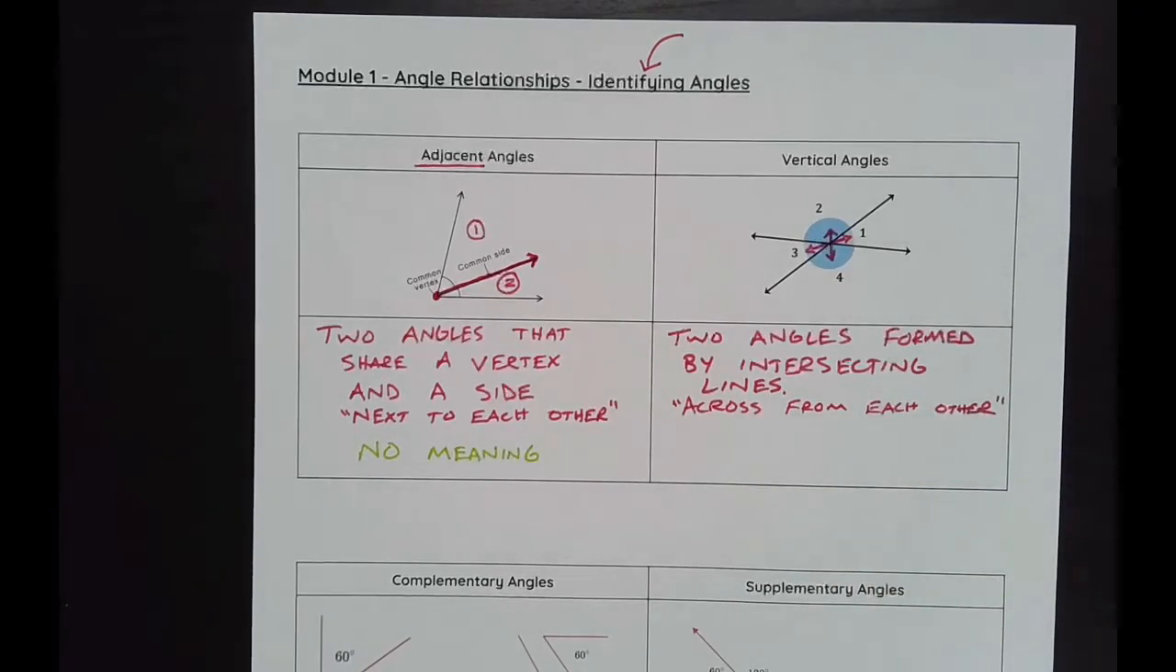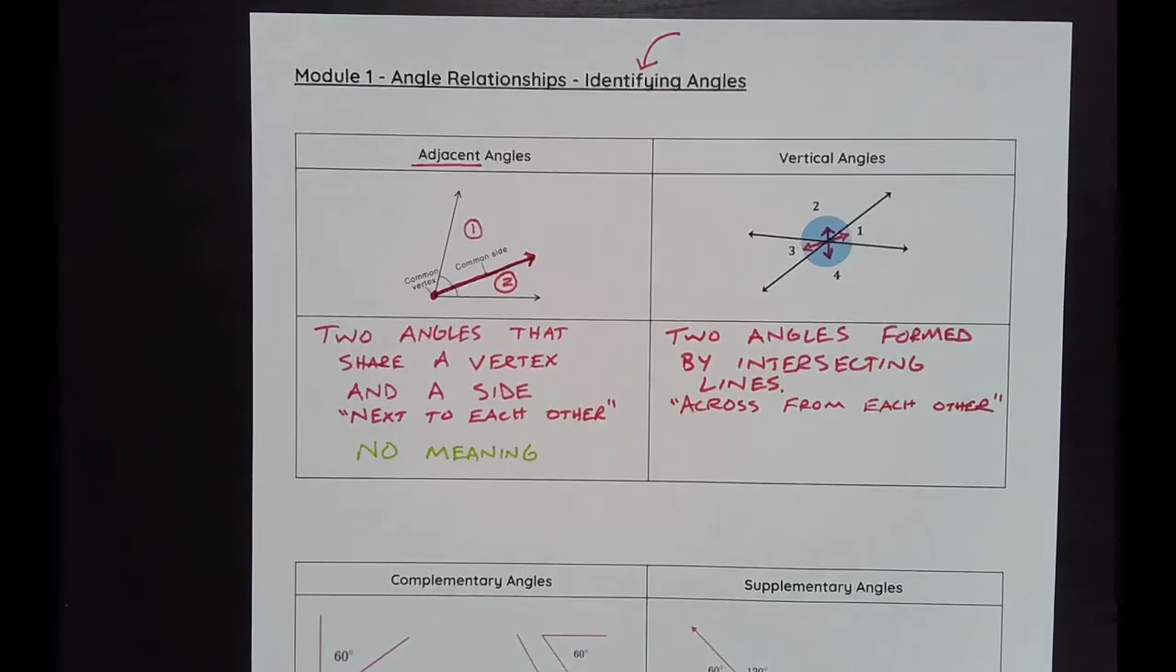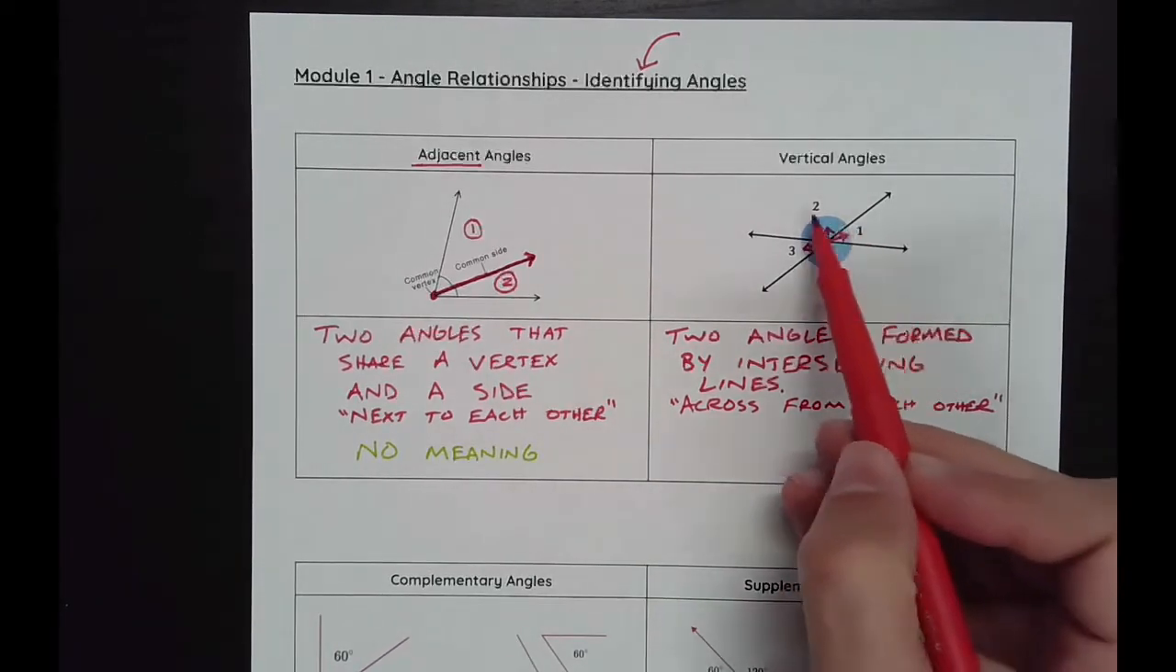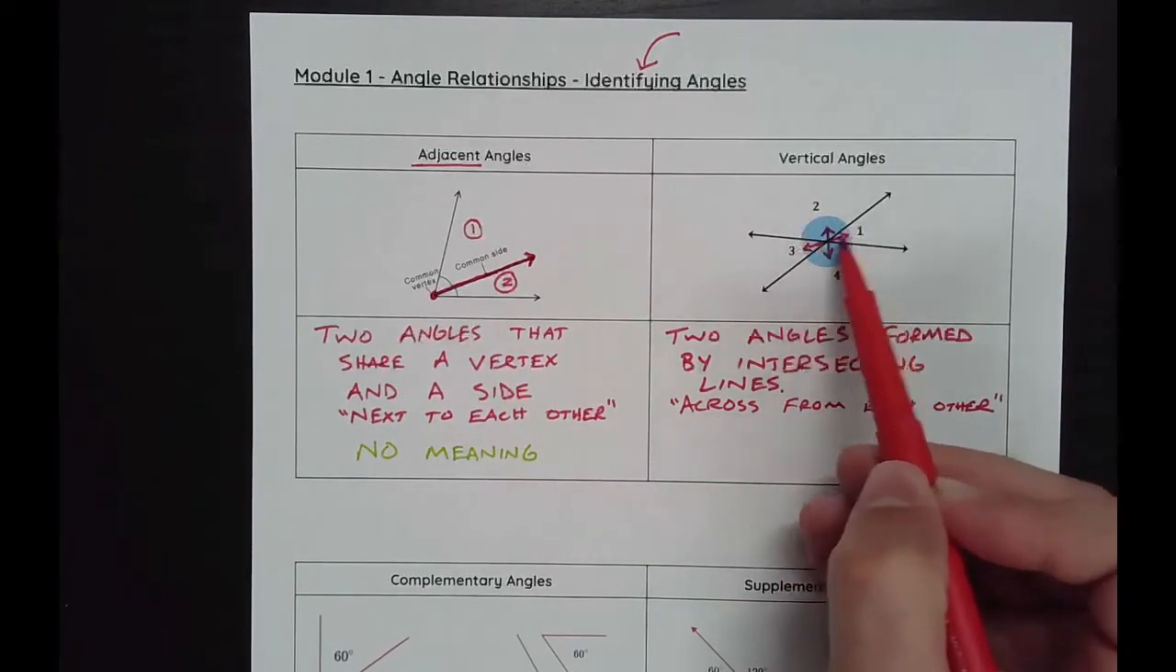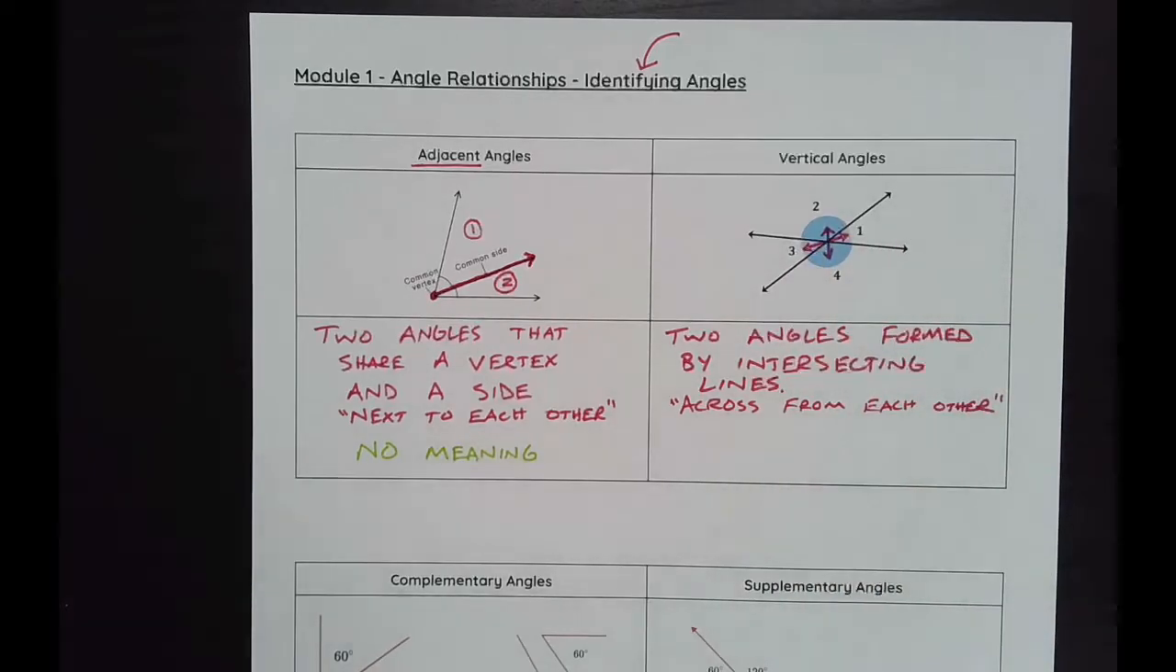They are across from each other. We would not say that 1 and 2 are vertical. We would say 1 and 3 are vertical. Now, there is really important mathematical significance with this relationship. So it's a little different than the adjacent.